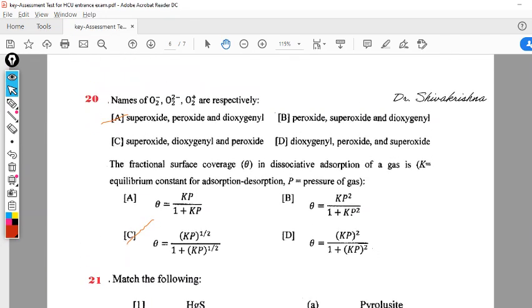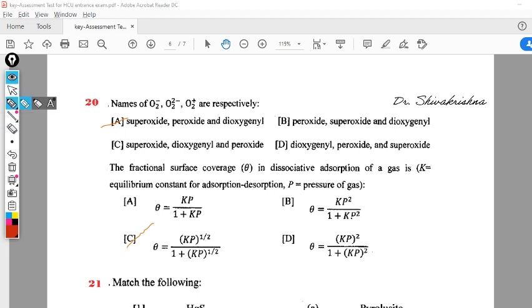Here we are asked about the superoxide, peroxide, and dioxide. So O2 minus is a superoxide, and this is also a superoxide, and this is peroxide, and this is oxygen. So dioxygen, oxygen is the correct one. Next, this number is missed, but I want to let you know.